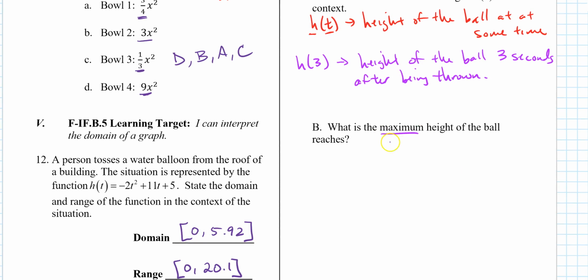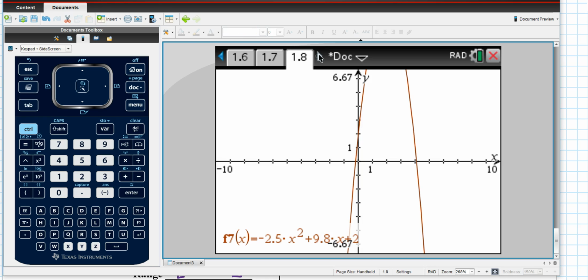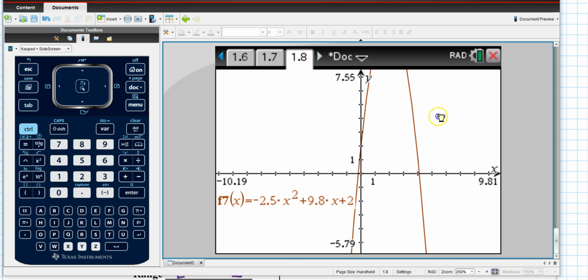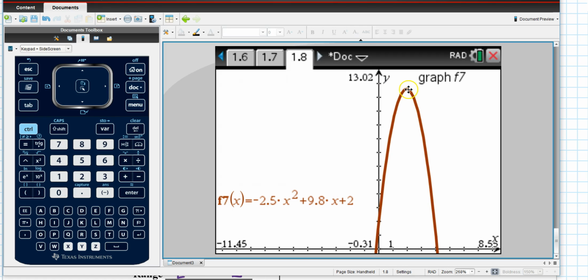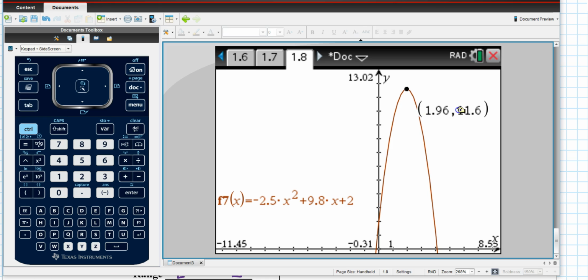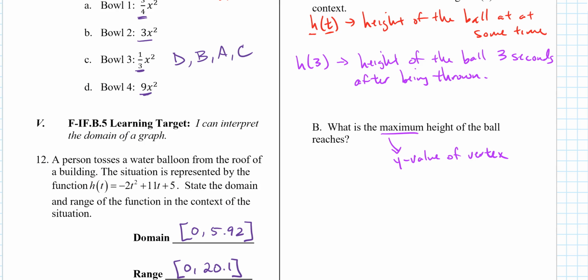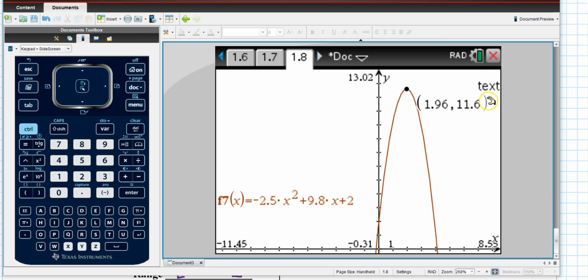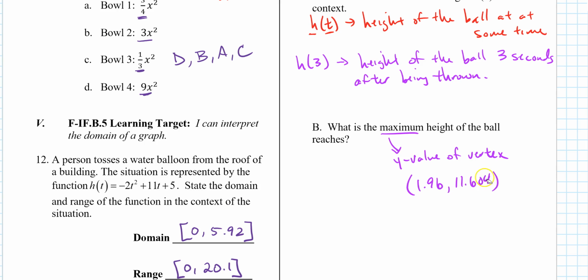What is the maximum height of the ball? Well, the maximum height is the y value of the vertex. So we're going to go to the graph. We're going to draw that graph, negative 2.5x squared plus 9.8x plus 2, and we're going to find that vertex. So menu, analyze graph, it is a maximum. And we want the y value of the vertex. So the vertex itself is at 1.96 and 11.604, or just 11.6.